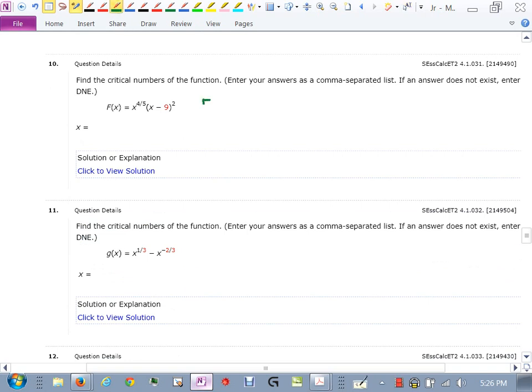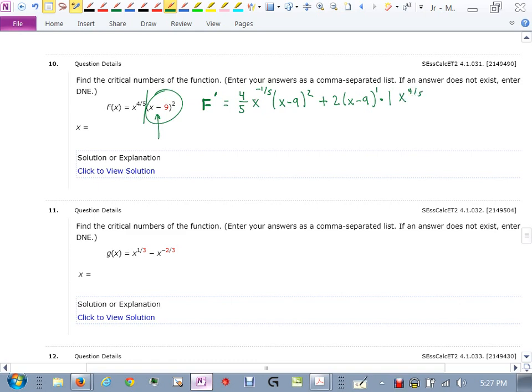So I first need to find the derivative of capital F, which is going to be, I'm going to use product rule. So here's the product right between there. Derivative of x to the 4/5 is 4/5 x to the, I subtract 1, negative 1/5. Then times the other function, x minus 9 squared. Then plus product rule, derivative of x minus 9 squared is chain rule. 2 comes out, x minus 9 to the first power. And then derivative of what's inside, but derivative of what's inside is 1. Then times the first function, x to the 4/5.